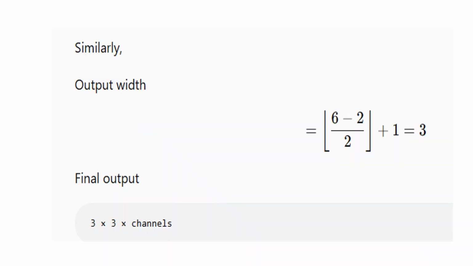Now let's highlight an absolute rule of pooling layers that you must remember. Pooling does not change the number of channels under any circumstance. Only the height changes and the width changes, while the channels remain completely the same.